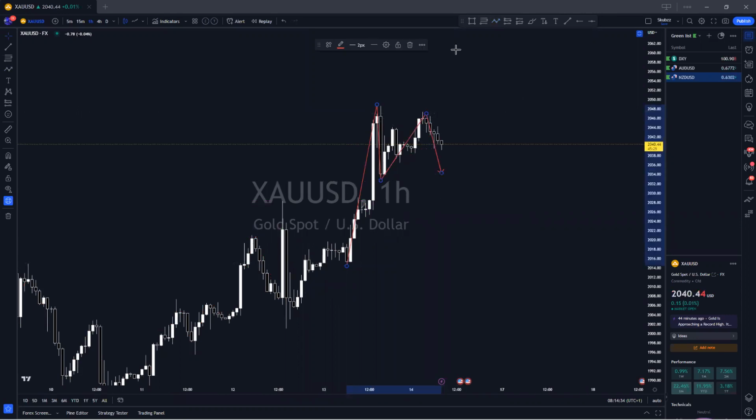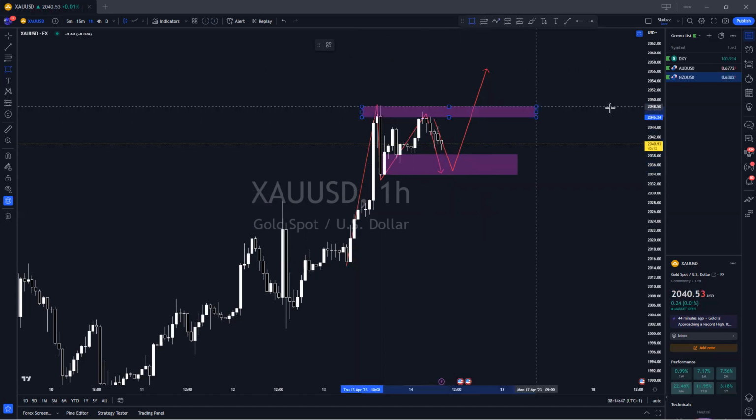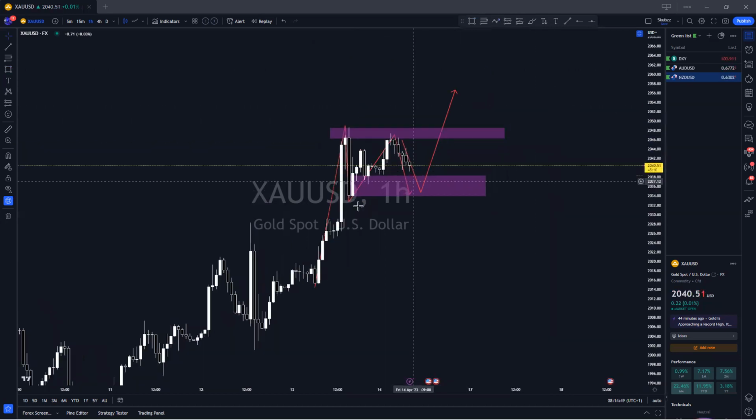Just like every other pair, we have this zone here that we can pay attention to and see whether price will break it or react. If it breaks to the upside, then we'll just continue the trend. But right now, there's no confidence for me to say I want to buy. So it's just to sit back and wait and see how it plays out.